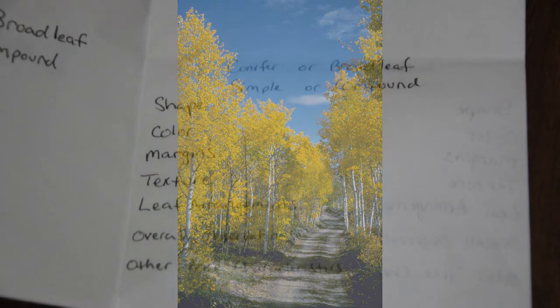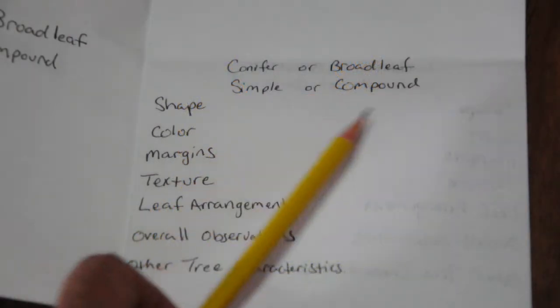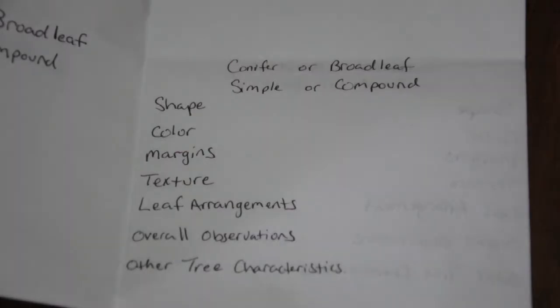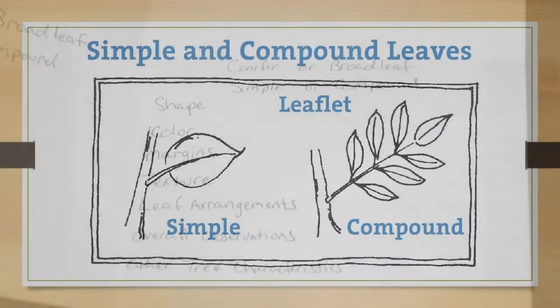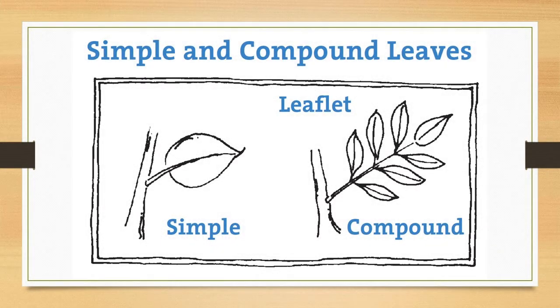The next thing we'll take a look at is whether our leaf is simple or compound. When most people think of leaves, they think of simple leaves. Simple leaves have only one piece to them. Maple, oak, aspen, sycamore, and many other trees have simple leaves. Compound leaves, on the other hand, are made up of several leaflets. Ash, walnut, and sumac trees all have compound leaves.